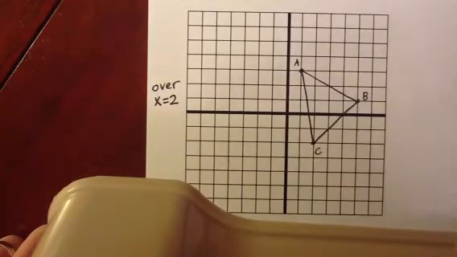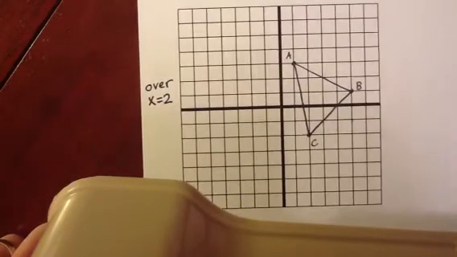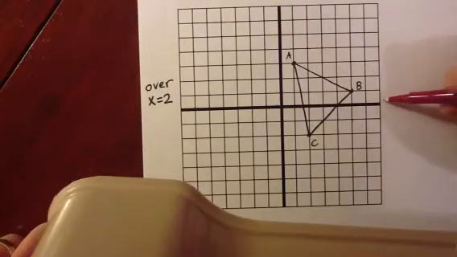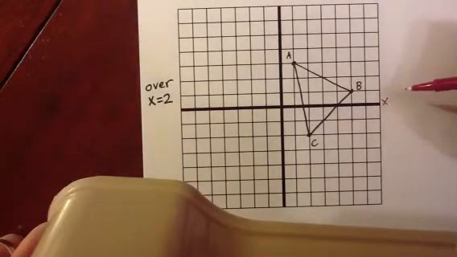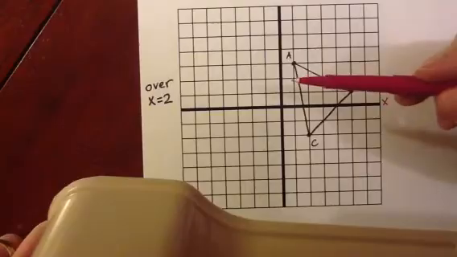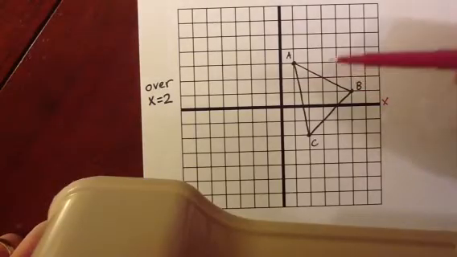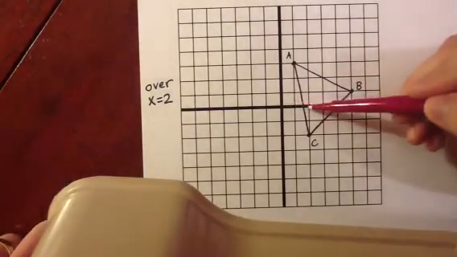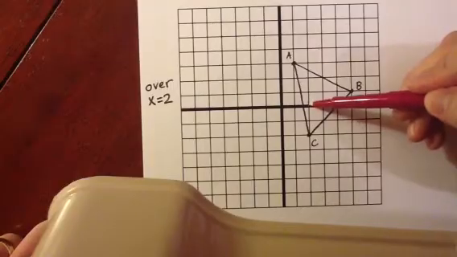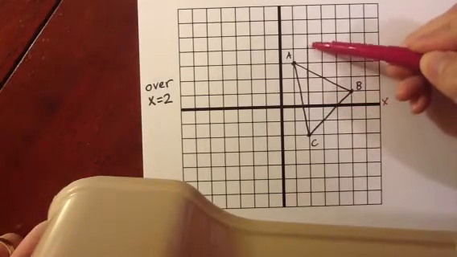The third line we're going to reflect over is the line x equals 2. You may recall the x-axis is the horizontal axis right here. The line x equals 2 is not parallel to the x-axis. We actually go 2 units along the x-axis, and it's this vertical line right here.